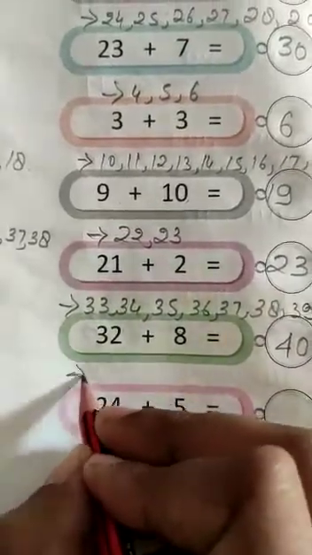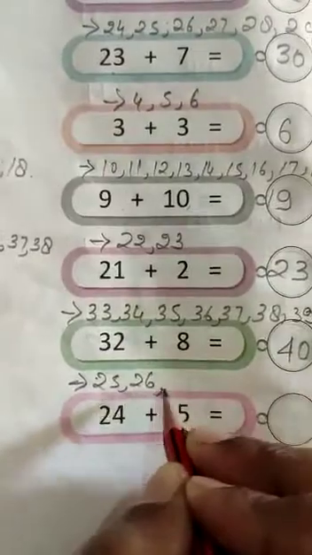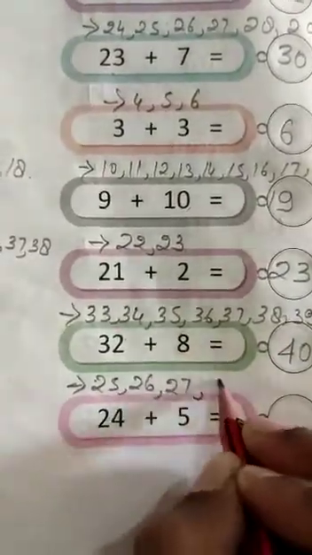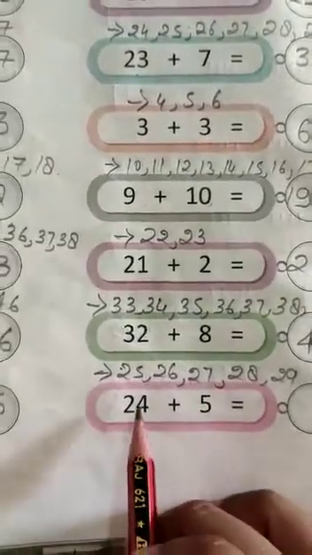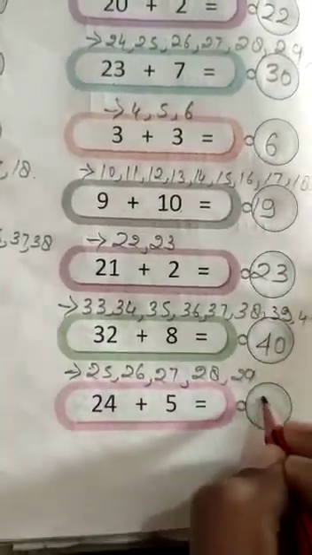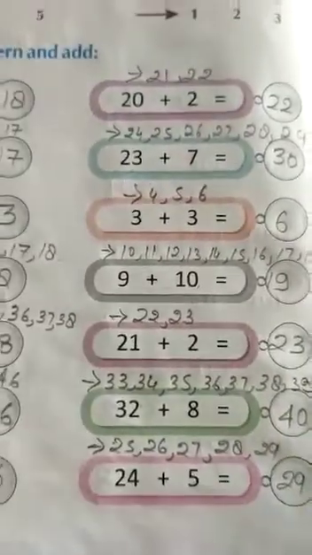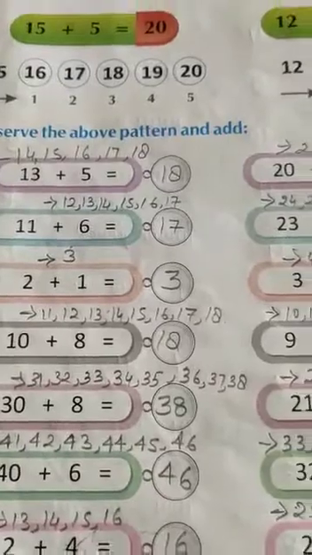24, 25, 26, 27, 28, 29. So student, 24 plus 5 is equal to 29. Observe the above pattern and add.